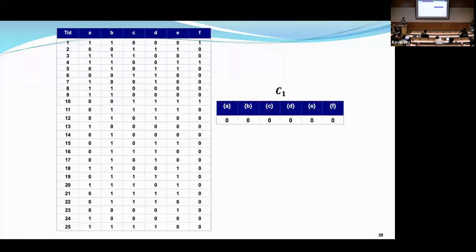Let us illustrate the Apriori algorithm using our toy example again. In the first iteration, what Apriori does is, first of all, prepare the candidate set C1.